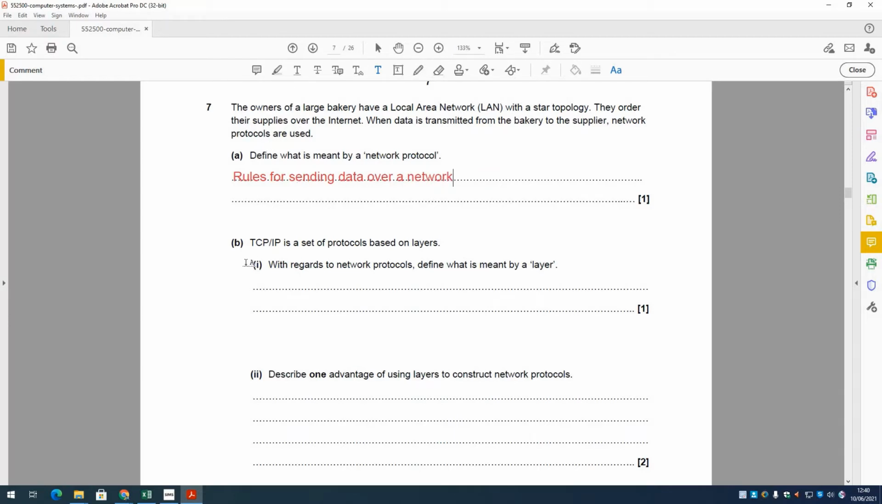Okay. Part B, TCP/IP is a set of protocols based on layers. With regards to network protocols, define what is meant by a layer. Again, it's asking you to define something. So all you need to do is just memorize the term: division of network functionality.